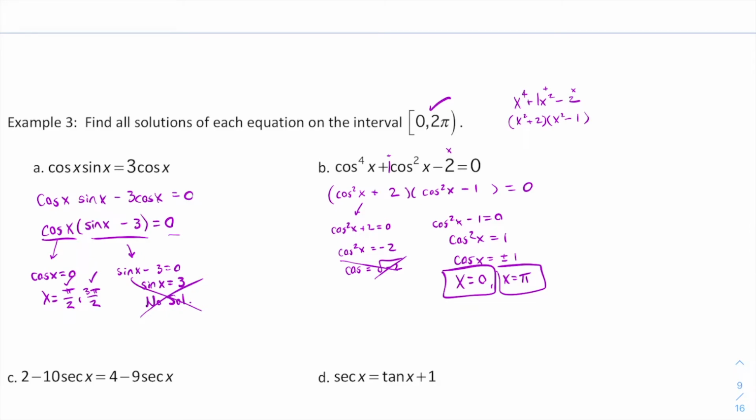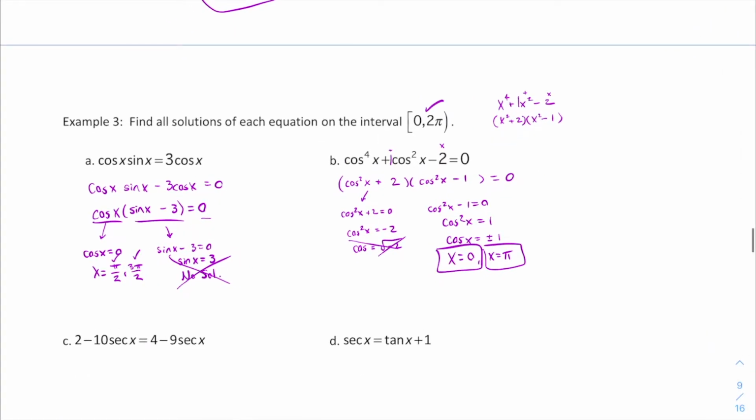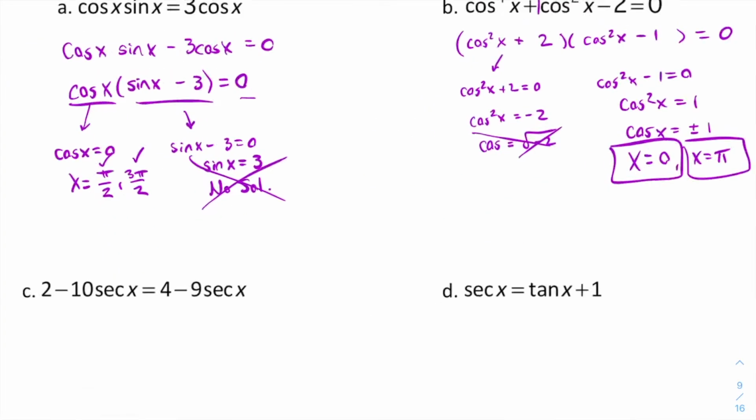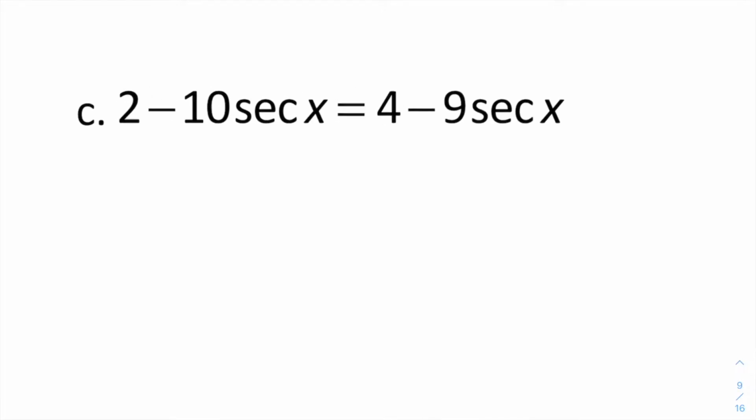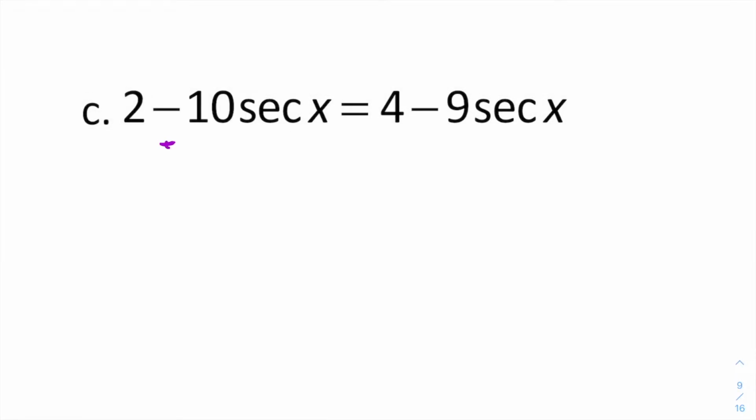So that one had a little bit of factoring, but it kind of had the trinomial thing going on. Okay, next one here coming up. This one, I only see secant written once. We might be able to combine some like terms and get them together. I'm going to go ahead and do that.